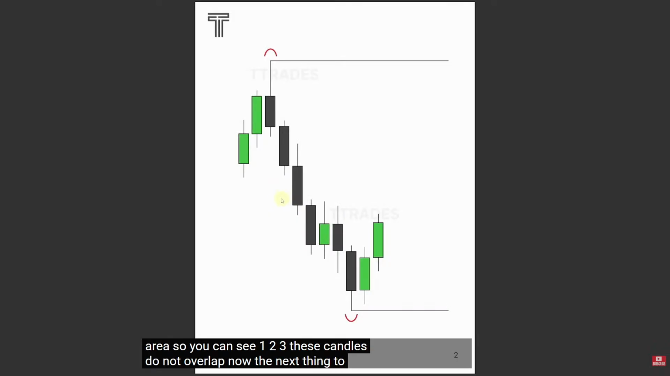Now, the next thing to understand is what is external liquidity. External liquidity is simply highs and lows. So you can see here we have a range, we have a swing high here, we have a high with a lower high on each side, creating a high. So that is external liquidity. Similarly down here, we have a low with a higher low on each side, creating a swing low. So this is external liquidity, or sell-side liquidity and buy-side liquidity.